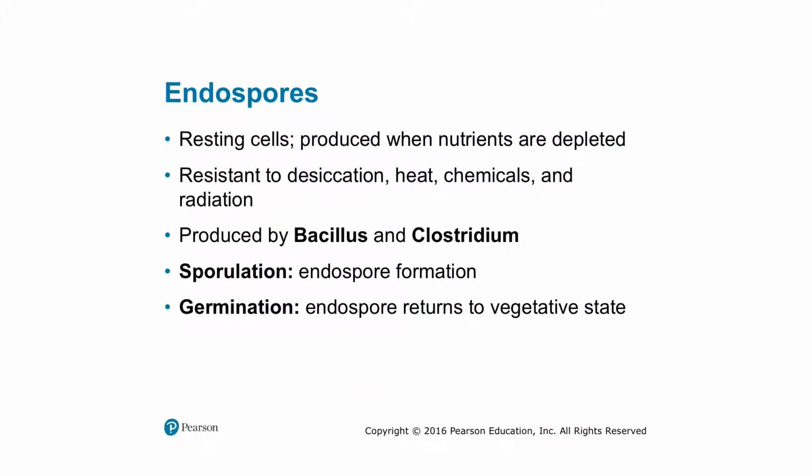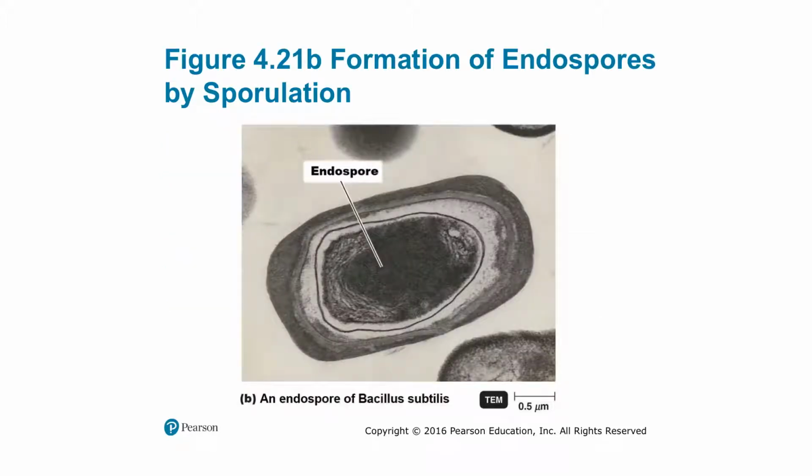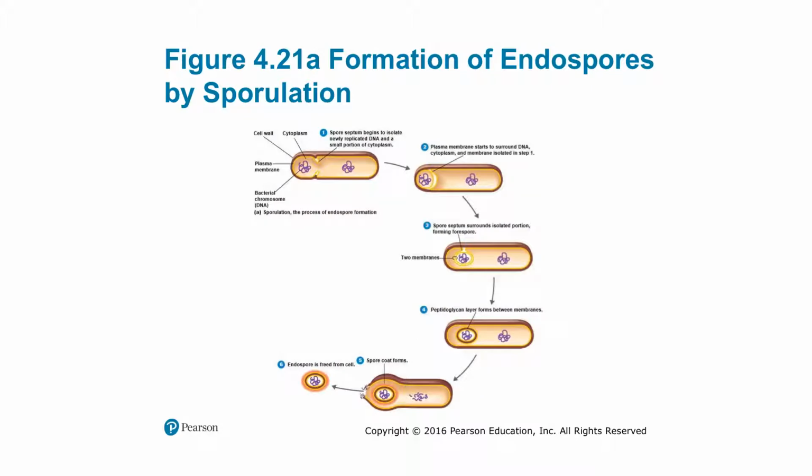The endospores, these are resting cells produced when nutrients are depleted, and so they're resistant to desiccation, heat, chemicals, and radiation, and they're generally produced by Bacillus and Clostridium. Sporulation is the endospore formation, and germination is when the endospore returns to a vegetative state. So here, the endospore of Bacillus subtilis, and so the whole process here is outlined here.